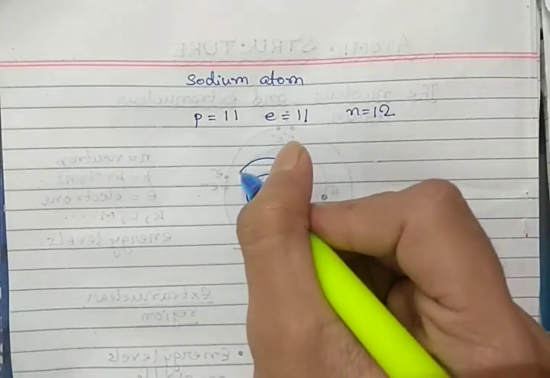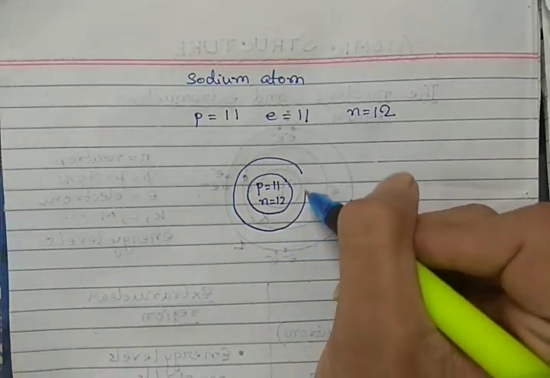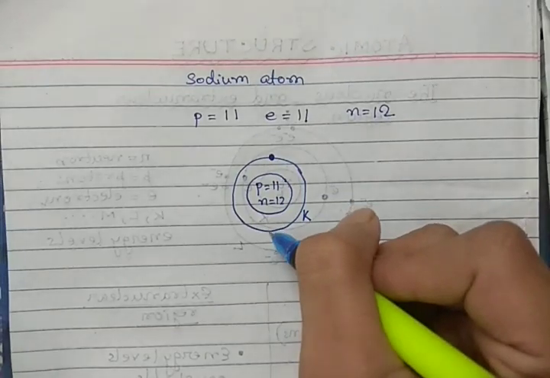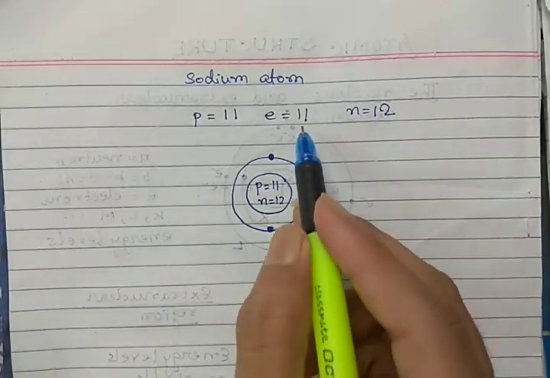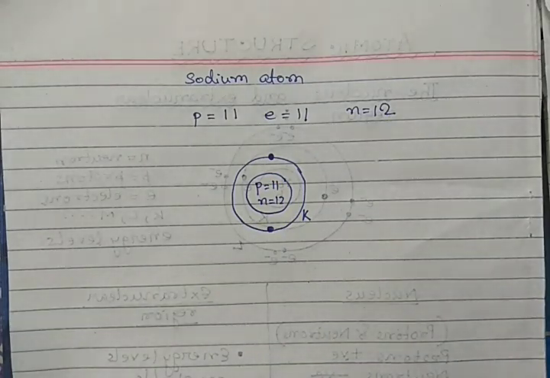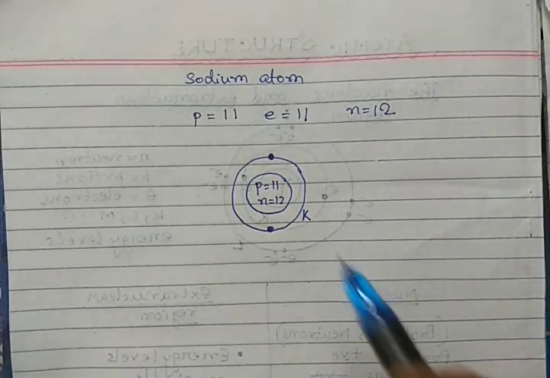In the first shell, that is the K shell, there are 2 electrons. So out of 11 electrons, 2 electrons are in the first shell. So how many electrons are remaining? There are 9 electrons remaining.